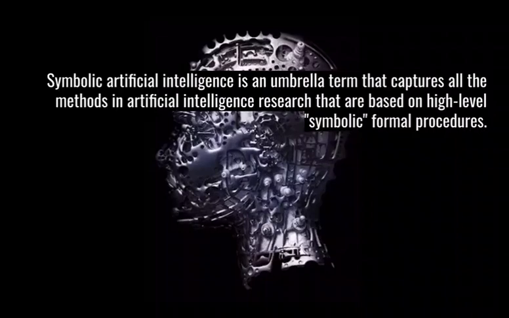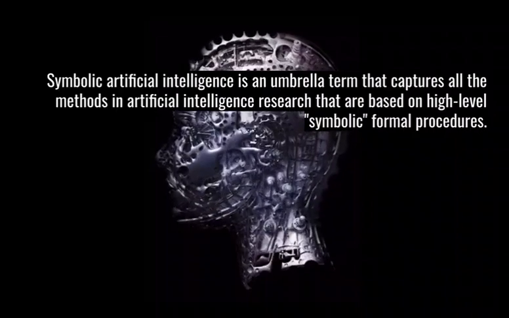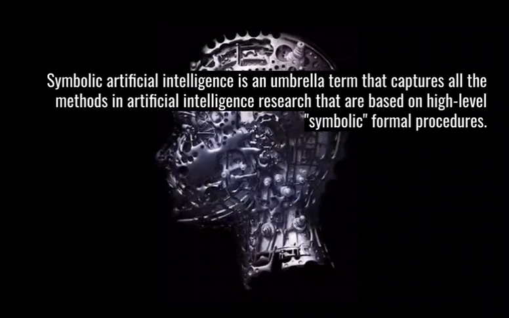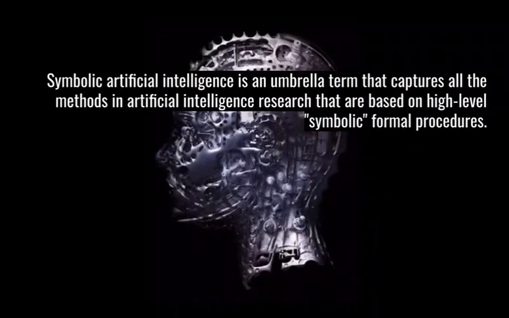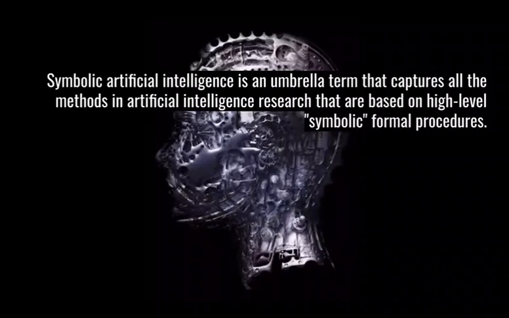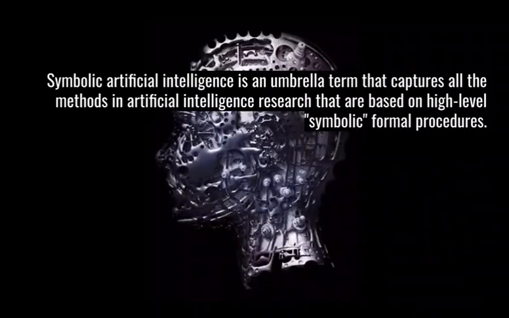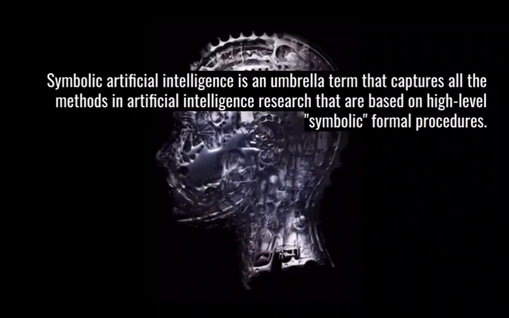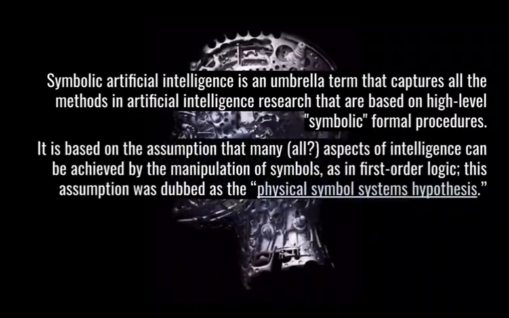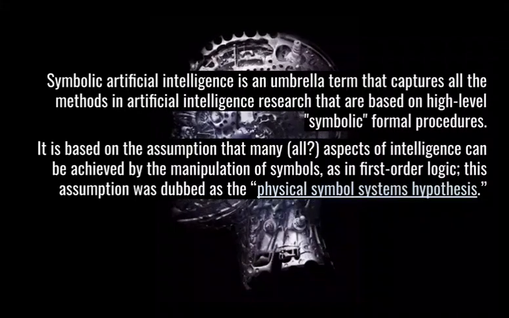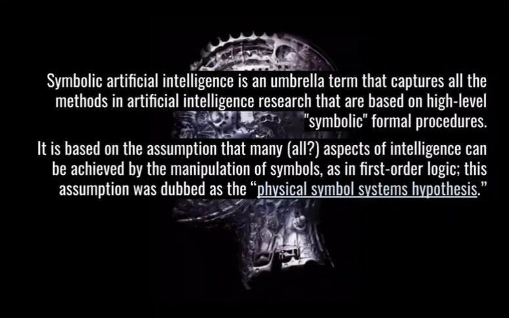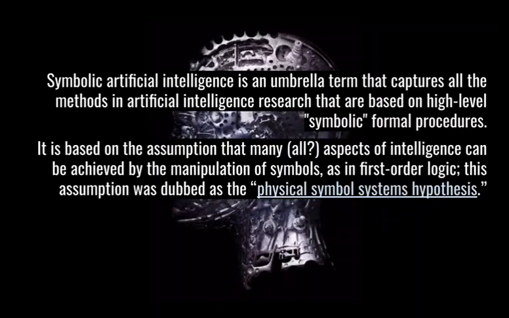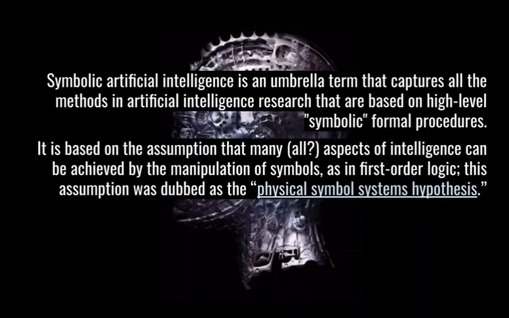Now, I'll say more about this towards the end, but in this approach, you basically have to specify exactly what you want your machine to do. Each line of code is a very precise specification of what the next step is. It's a very rigorous recipe. It is based on the assumption that many, or all, aspects of intelligence can be achieved by the manipulation of symbols, as in first-order logic. This assumption was dubbed the physical symbol systems hypothesis.